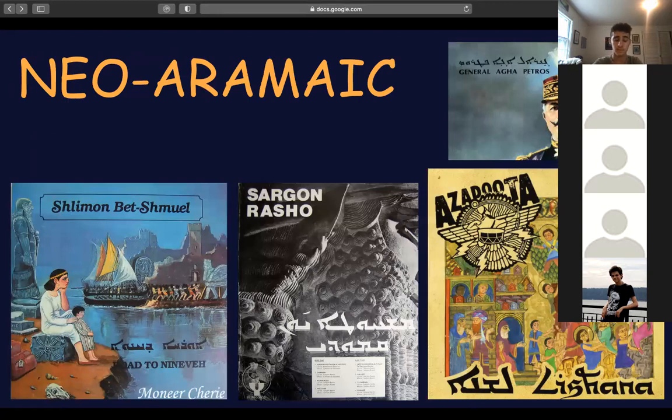Now we have Neo-Aramaic. These are all album covers in Neo-Aramaic. Neo-Aramaic is an imperfect abjad like Arabic and Hebrew, also read right to left.